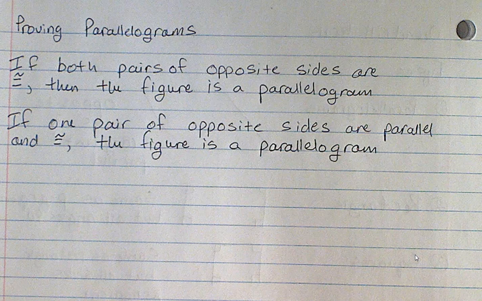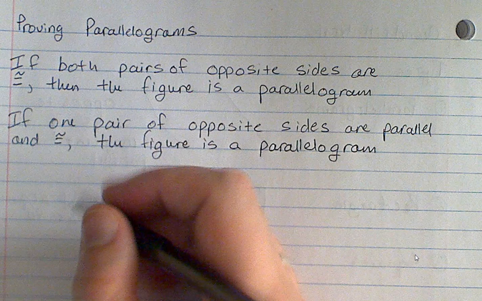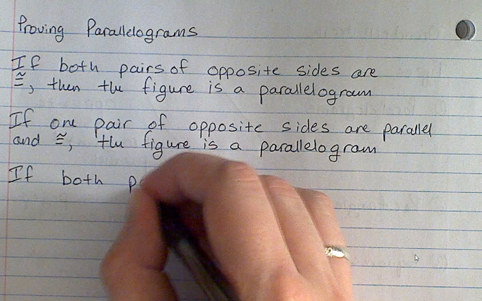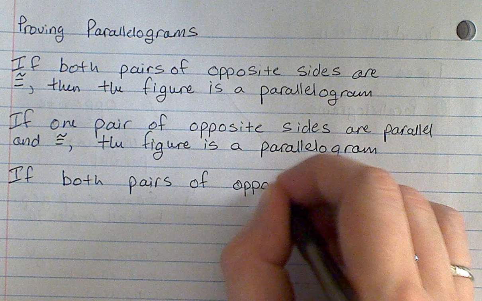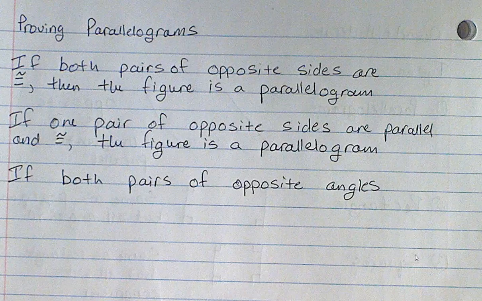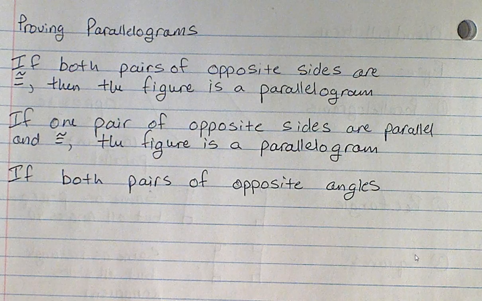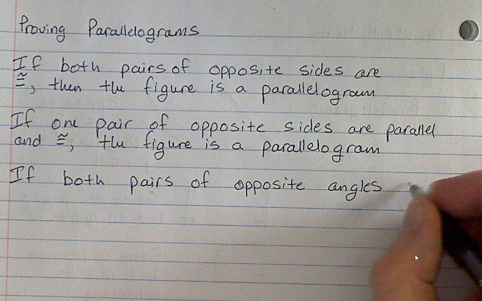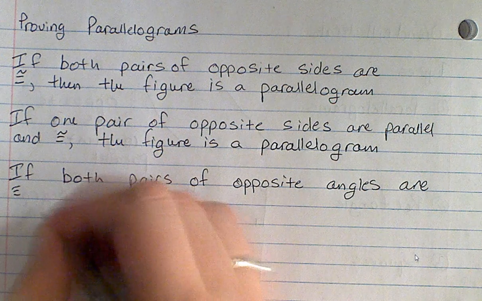Yeah. Alright. Okay, so the next thing here is that if both pairs of opposite angles are congruent, and again, I'm using that symbol for congruent, the figure is a parallelogram.